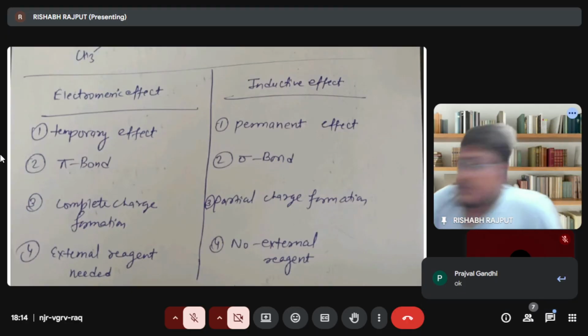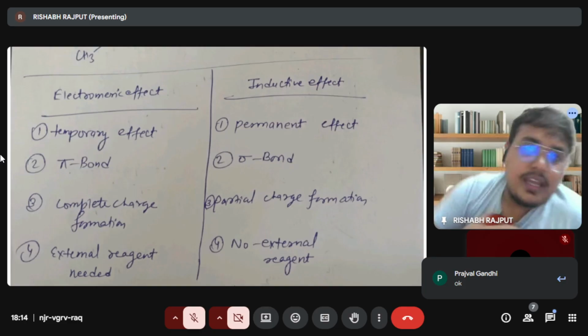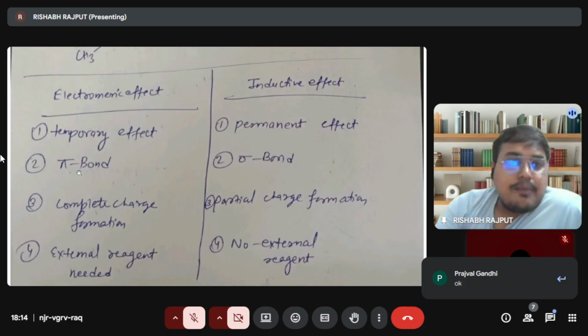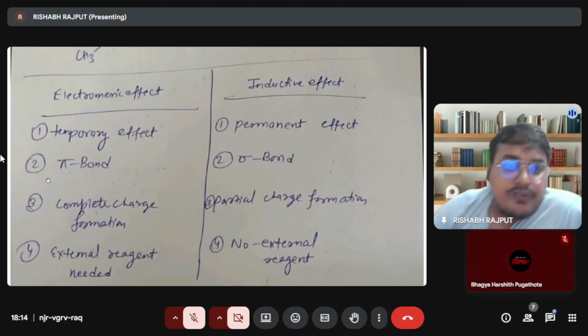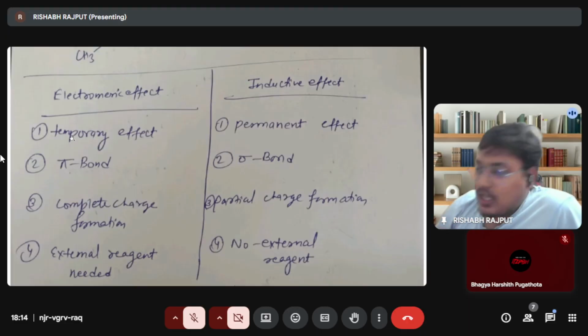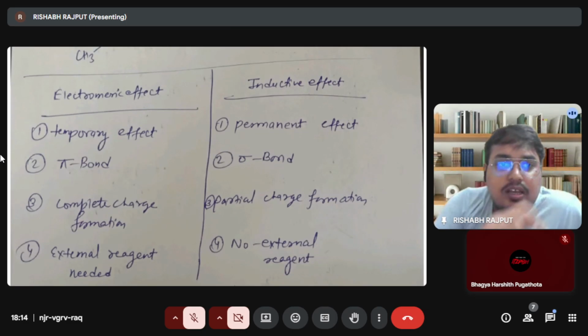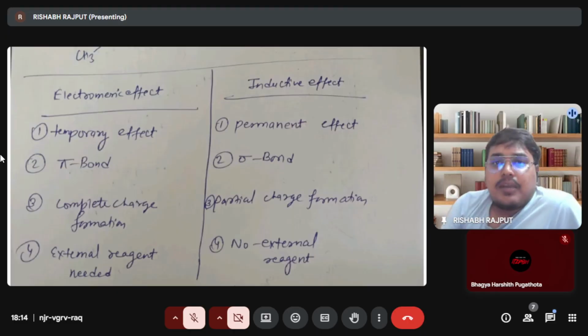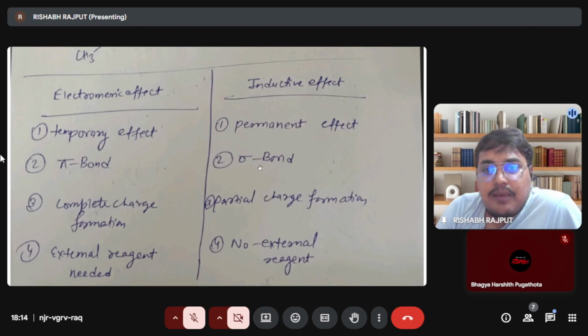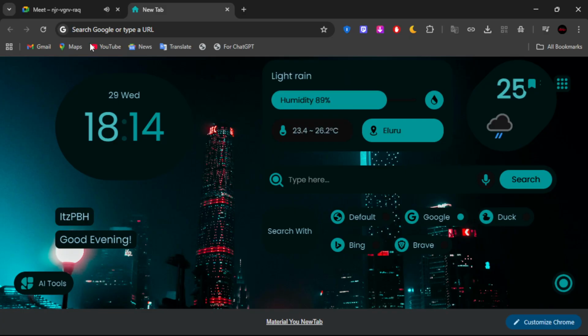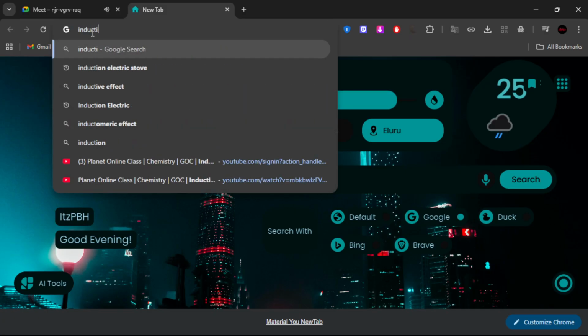Now I'm comparing the electromeric and inductive effect. The electromeric effect is a temporary effect, because when you give the attacking reagent, the pi electrons shift. If you remove the attacking reagent, they again make the normal bond. But the inductive effect is a permanent effect. In the electromeric effect, pi bond electrons are shifting, but in the inductive effect only sigma bond electrons are polarized. In the electromeric effect there is complete charge formation, but here partial charge formation.